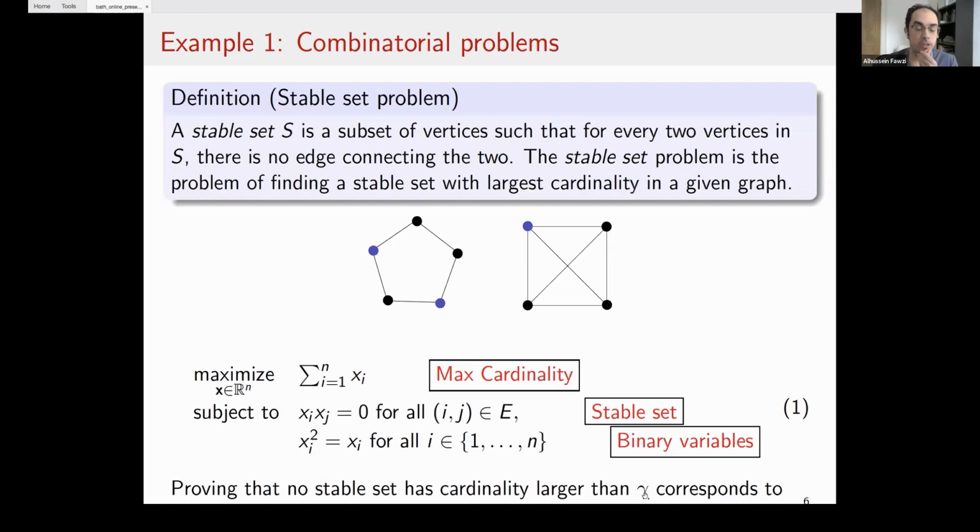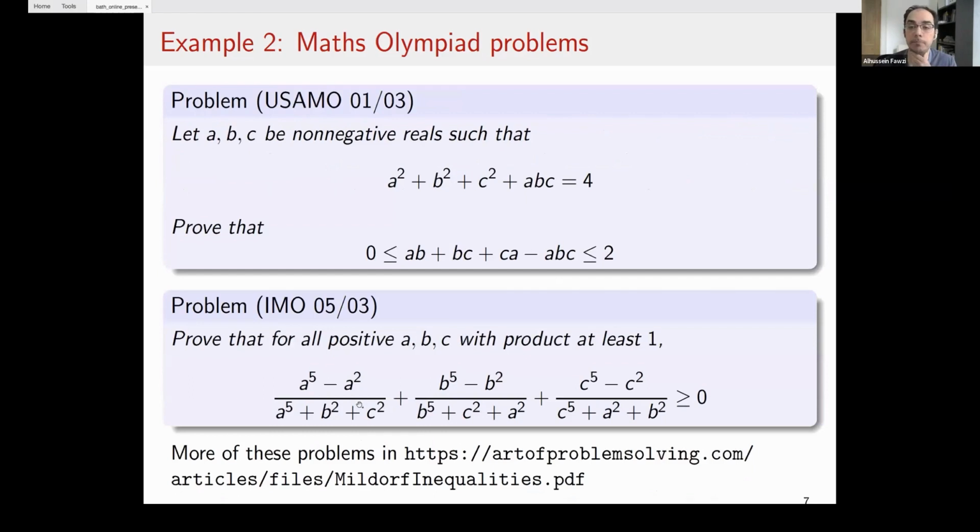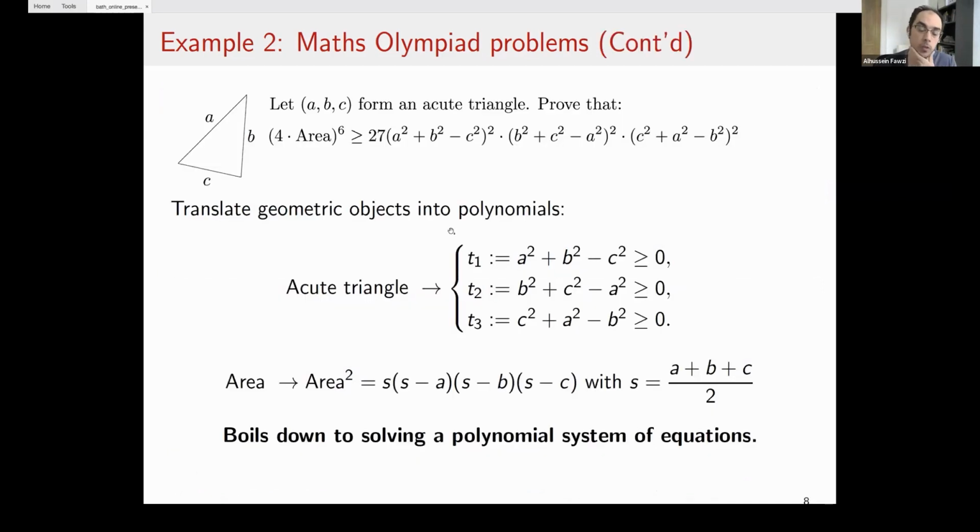And also this problem, for example, a geometry problem where you have things that you want to prove on triangles, where you have ABC forming a triangle, and then you want to prove some inequality on the area. And you can again convert this into a polynomial system of equations by saying an acute triangle, I can write it as a set of 3 equations, and the area I can also express it in terms of this ABC. And so what you get at the end of the day is a polynomial system of equations.